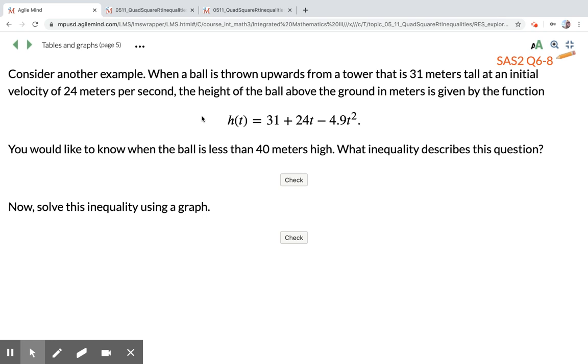Last time we were talking about dog kennels, and they had to have a perimeter of 50, and we wanted them to be rectangles with an area of at least 50. Here we have a different situation. You chuck a ball up in the air, and eventually it comes back down. The height of that ball is actually a function of time.